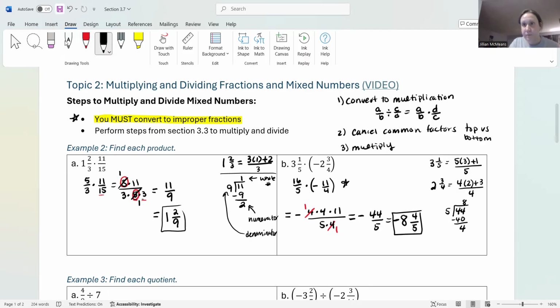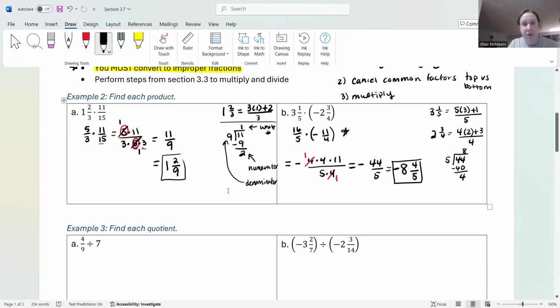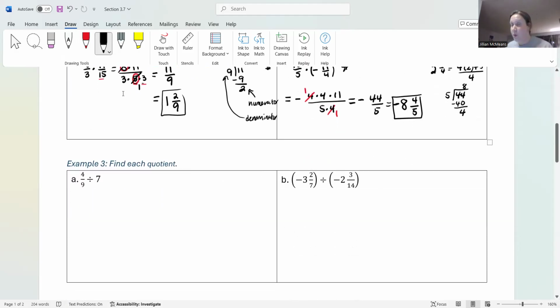Okay. Now, for example 3, we're going to find each quotient. And remember, when you're dealing with division of fractions, if we have A over B divided by C over D, we leave the first fraction alone, and then we multiply by the reciprocal of the second fraction. So we would multiply by D over C, and then just follow your steps for division, or for simplifying the rest of the answer, I guess. Okay, so find each quotient.